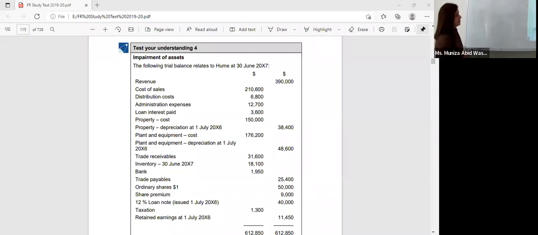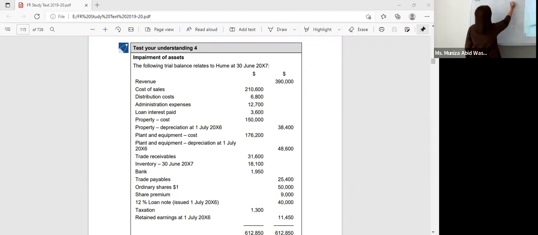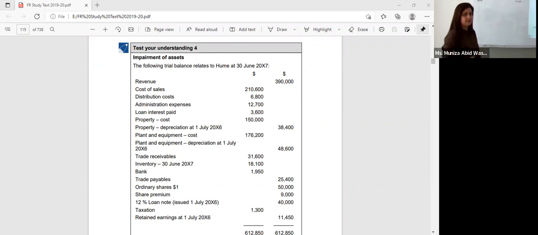Under our non-current assets first, which they have mentioned is property. Property at cost is 150,000. And property depreciation at 1st July 2006, at the start of the year, accumulated depreciation is 38,400. Students, usually in the exam situation, you do not write this accumulated depreciation straight away over here.